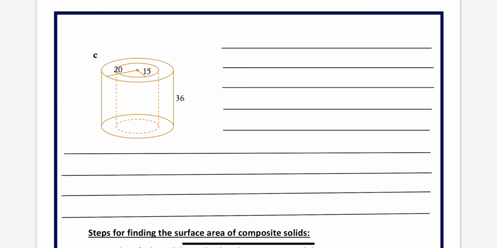So the surface area of a cylinder, sorry, I got the wrong setting on. Let me just change that. Okay, so the surface area of a cylinder equals 2 pi r squared plus 2 pi r h, okay? With the two circles, the circular ends here, and the curved section here.